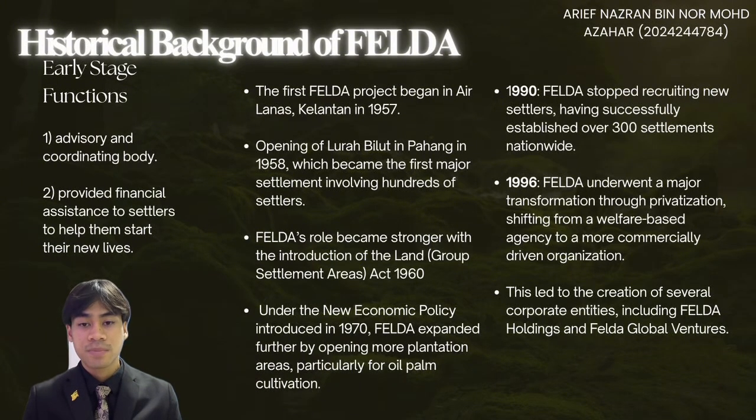The first Felda project began in Air Lanas, Kelantan in 1957, which focused on mixed crops such as rubber and cocoa. This was followed by the opening of Lurah Bilut in Pahang in 1958, which became the first major settlement involving hundreds of settlers. Felda's role became stronger with the introduction of the Land Group Settlement Areas Act 1960, which standardized the development of settlement schemes and accelerated land expansion.